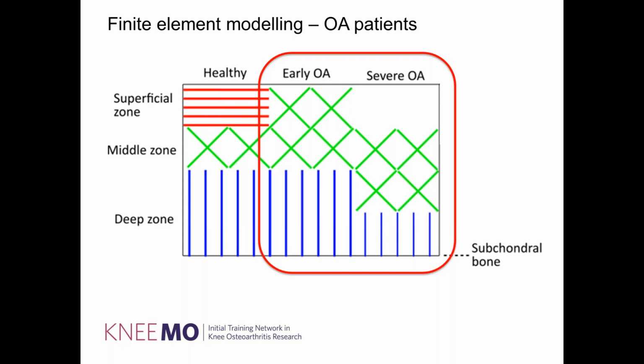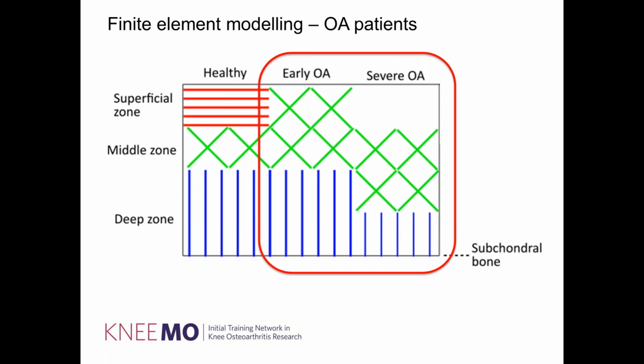orientation of the fibrils from parallel to the surface into random structure, like in the middle zone. And what we can also do is change the water content, the prostaglandin content, and so on. But I won't go into details.